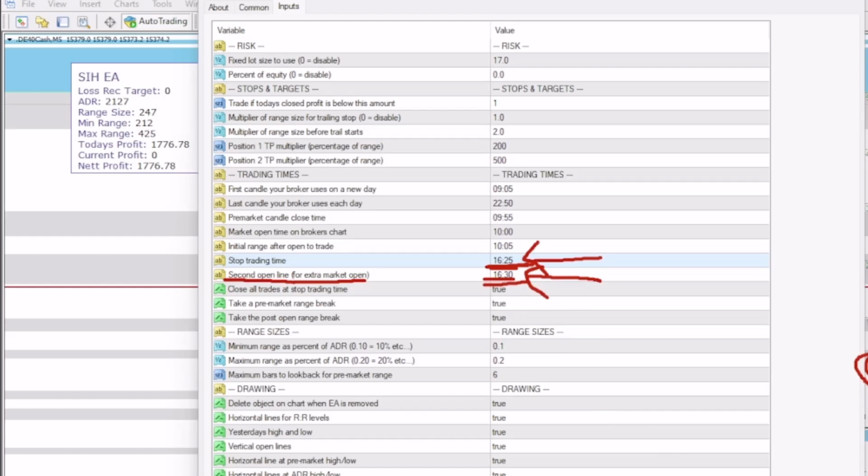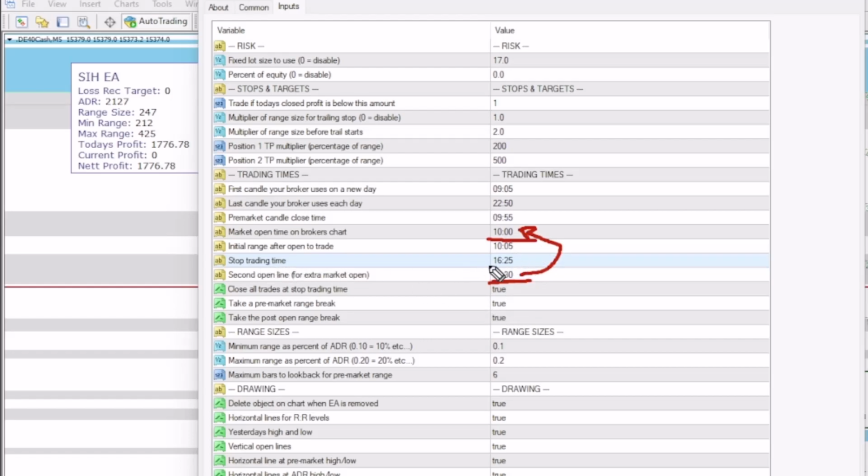So when you're taking those screenshots, you can clearly see where the DAX opened and where the New York opened, and see what impact the New York market had on the DAX index. If you don't want to use it, that's no problem. You can just set that to the same time as the market open on your broker's chart. And that basically it will draw two lines on top of each other and you will only see one.